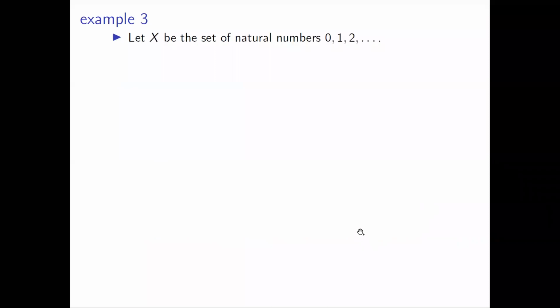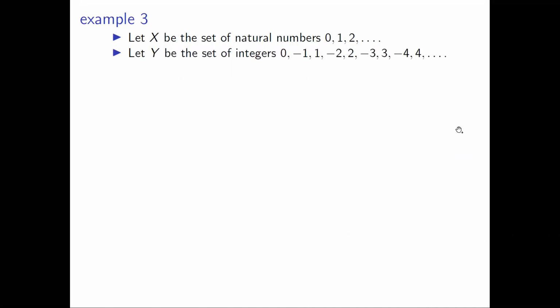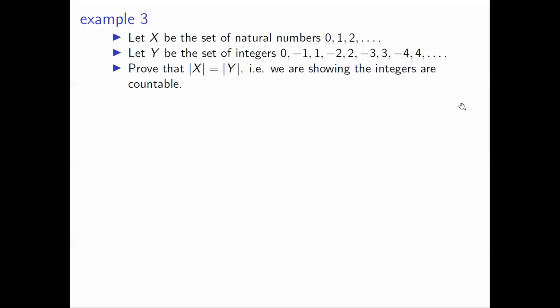Let's see another example with infinite sets. We'll let X be the set of natural numbers, and we'll let Y be the set of integers. So the natural numbers are 0, 1, 2, 3, and so on, going up. The integers include negatives, so 0, minus 1, 1, minus 2, 2, minus 3, 3, minus 4, 4, and so on. And we can actually show that these sets have the same cardinality. So we just need to demonstrate that there's some bijection between them, and we'll find the bijection. And what we're proving here is that the set of integers is countable.